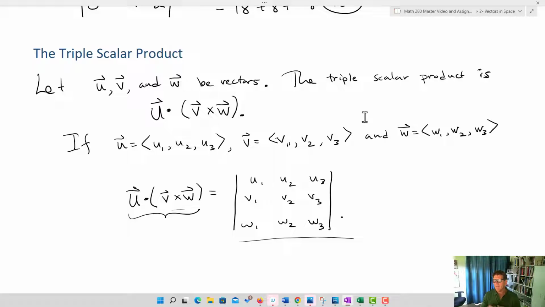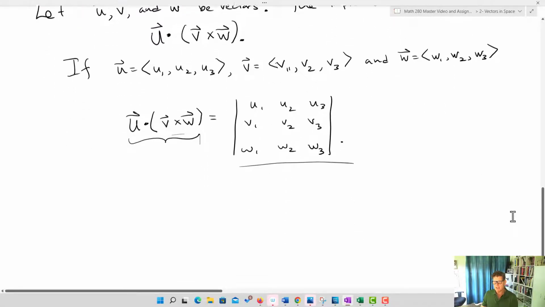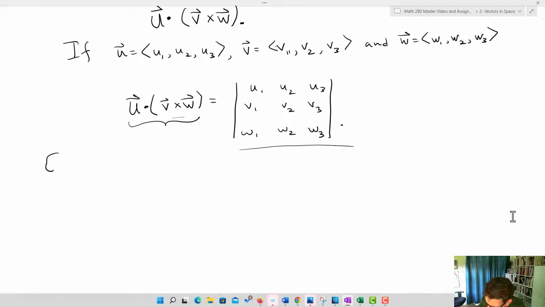Now, I'm not going to go into the proof that shows that the triple scalar product and the determinant are in fact the same. It's fairly simple. You can look at it in your book, or there are some places online you can take a look at it. But for right now, we're just going to utilize this. I think you can follow it on your own. So let's try it out. Let's take an example.